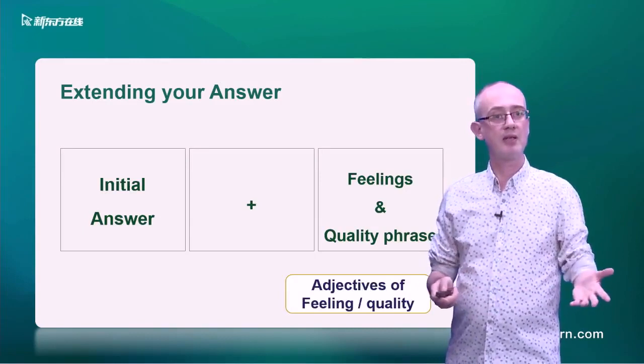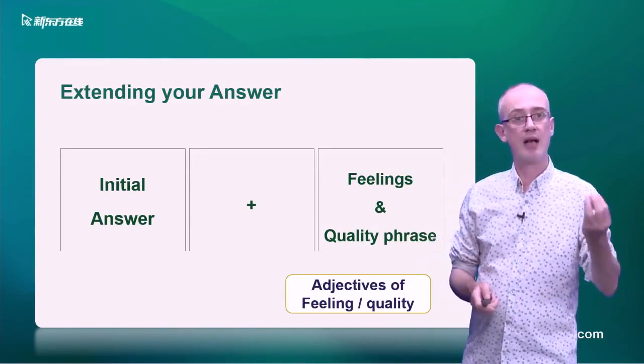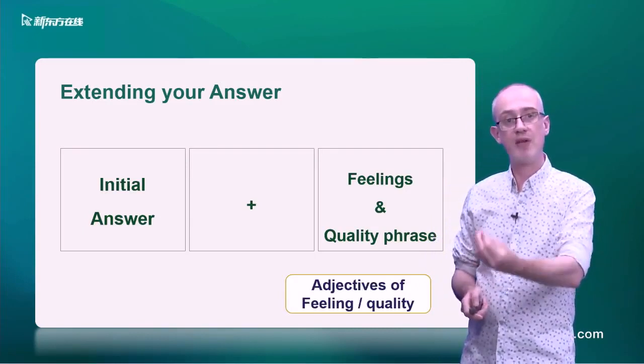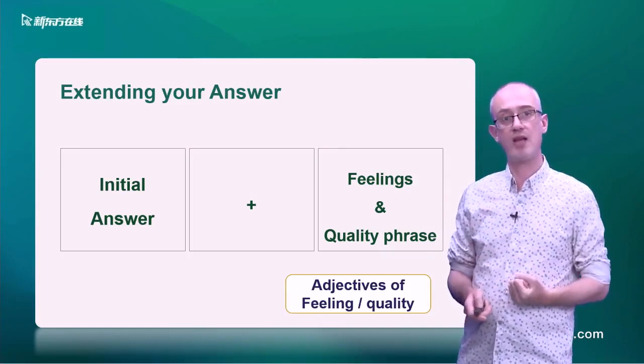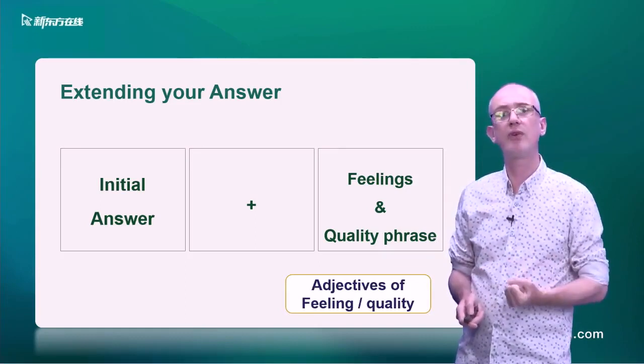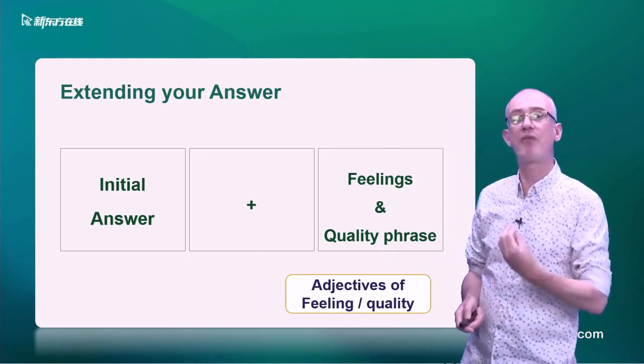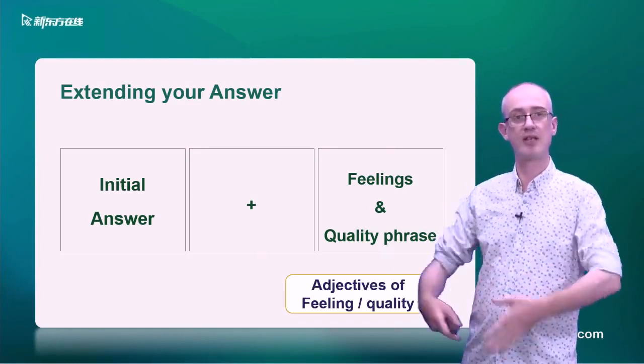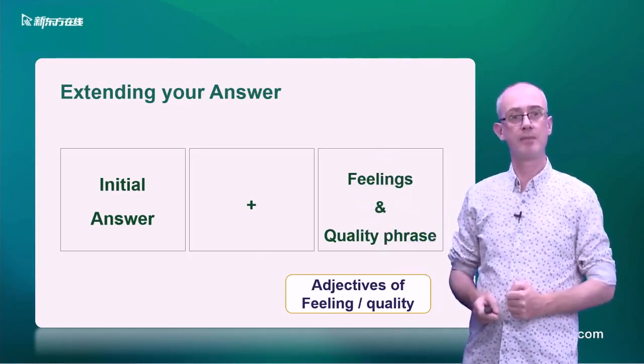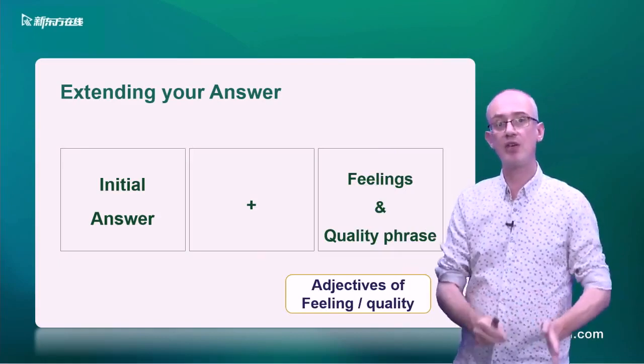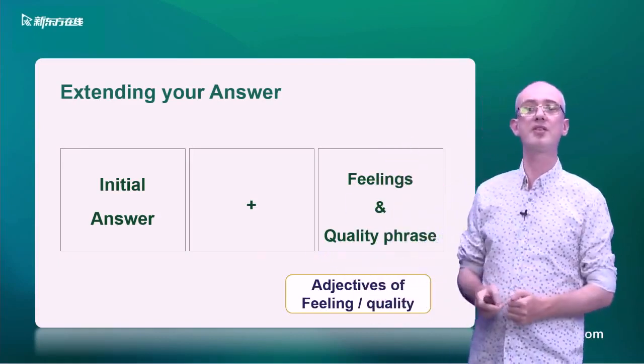So, you take your initial answer and you add a feelings or quality phrase, after adjectives of feeling or quality. So you add a feelings or quality phrase to your answer. So you've given your answer and then you add a feelings or quality phrase.